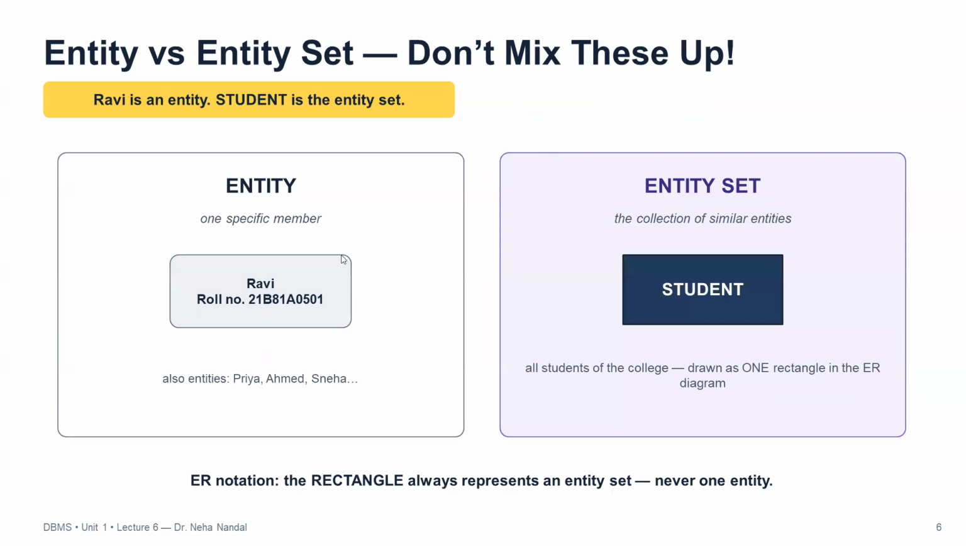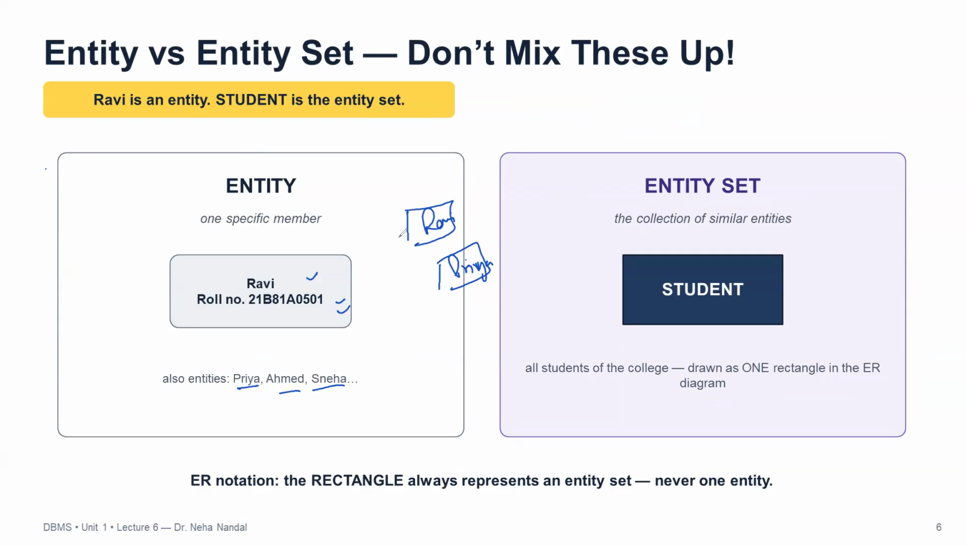Now next is entity and entity set. What happens is we are talking about a student. Student is having some roll number. There are other students also like Priya, Ahmed, Sneha, they all are entities. But when we are designing a model, you will not make Ravi a separate entity. You will not make Priya a separate entity because they all are having similar attributes.